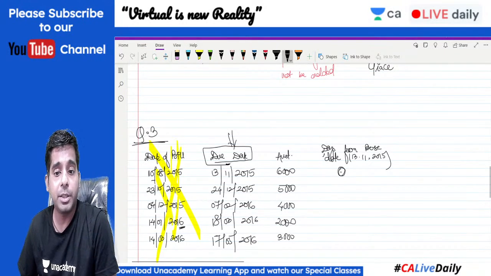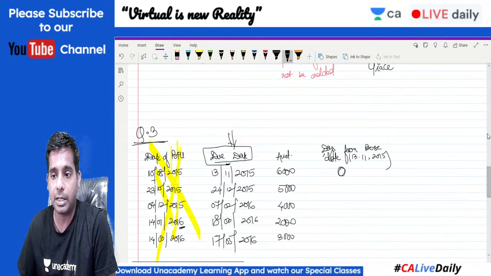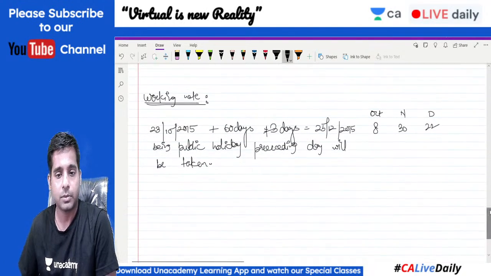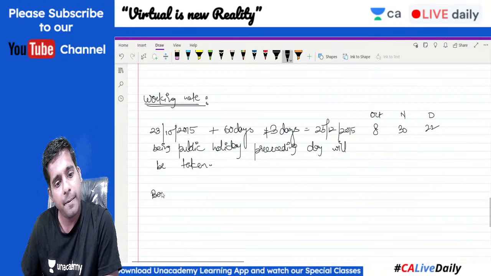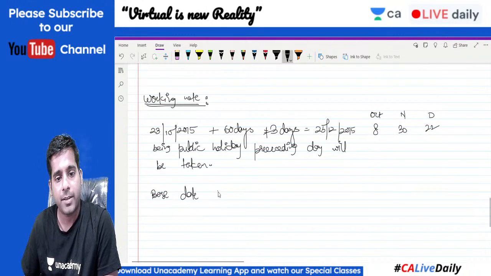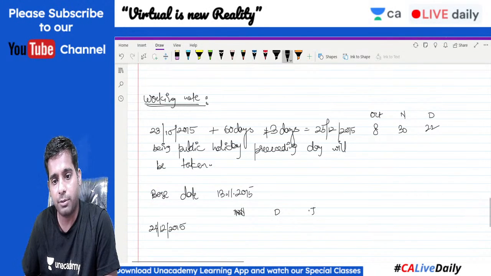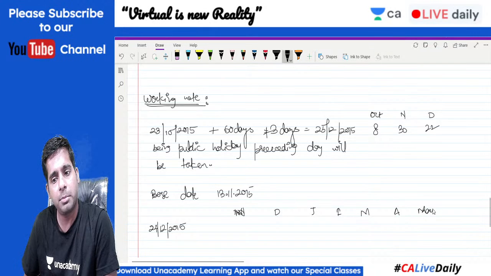Okay. What will be the difference from 24th December to 13th November? Working note. Base date is 13th November 2015. Now we have to calculate days up to 24th December 2015. November, December, January, February, March, April, May, and total.